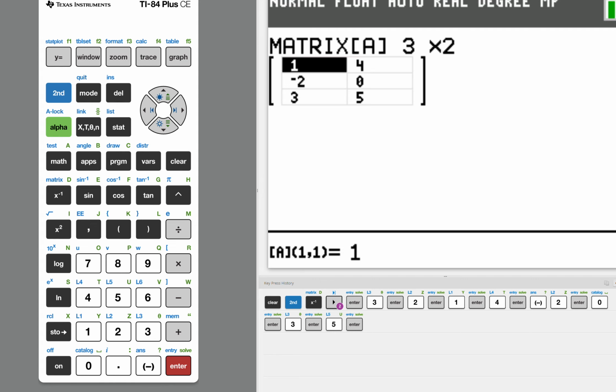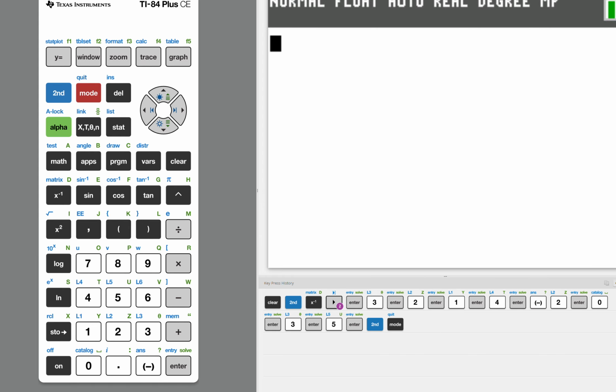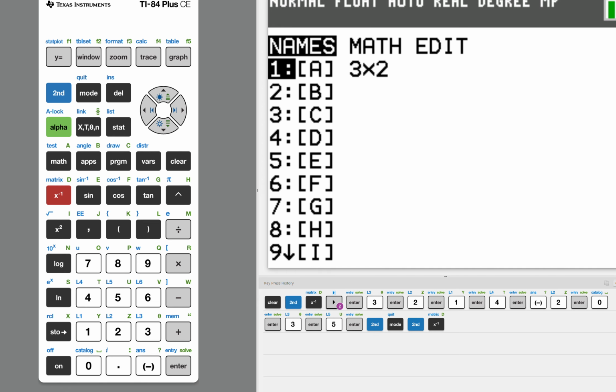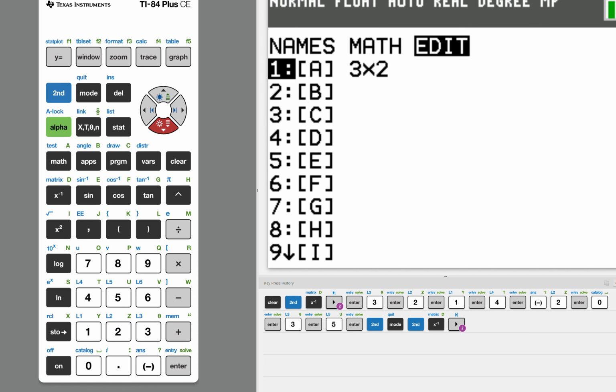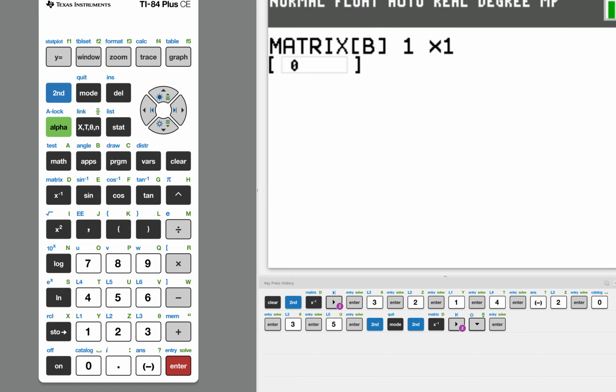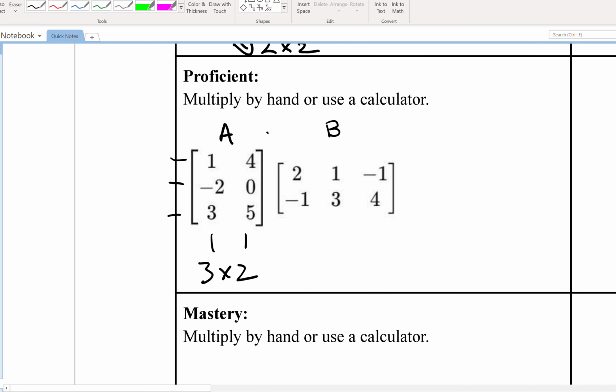Then I can do second, quit, and go back in and do B. Second, matrix, move over, edit, but then move down to B because we want to enter B. It is 2 rows by 1, 2, 3 columns. So this is a 2 by 3, which means our answer we expect to be a 3 by 3 matrix.